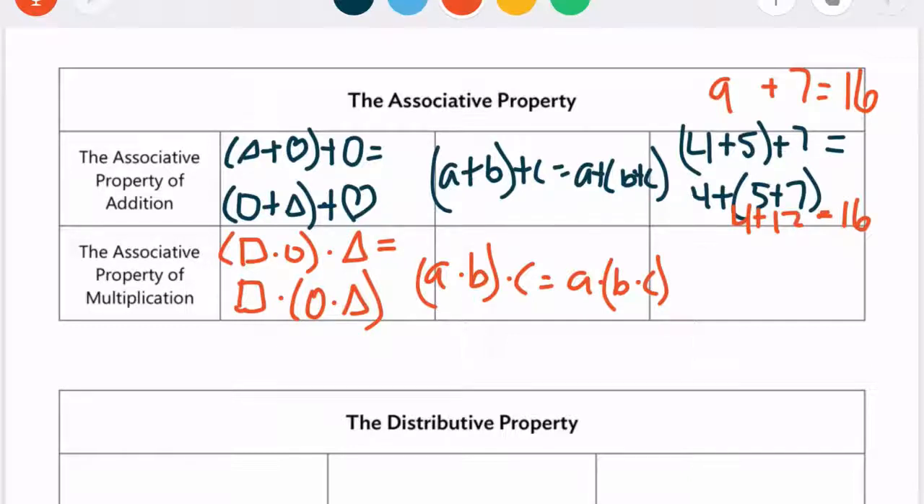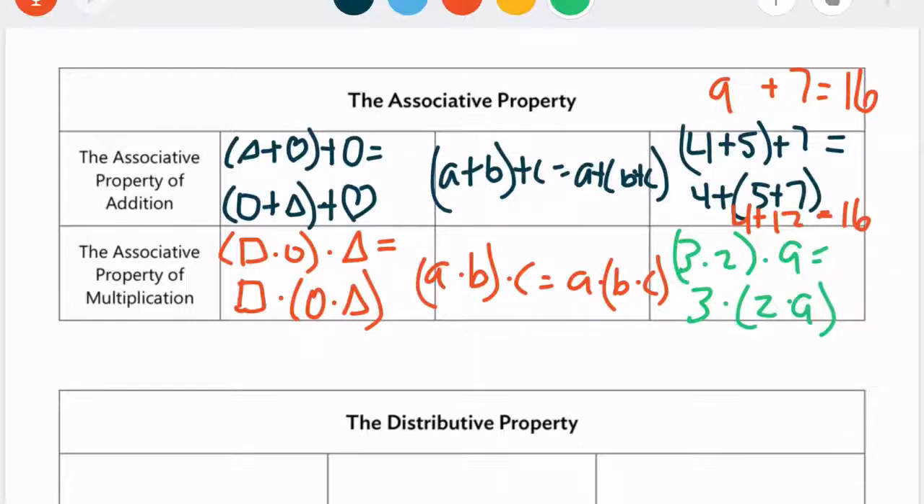So my last example here with numbers, I'm going to do it in green. If we have 3 times 2 in parentheses times 9 outside, that is the same as doing 3 times and then in parentheses 2 times 9. So at the top we would have 3 times 2, which is 6, and then 6 times 9 is 54. On the bottom here, 2 times 9 is 18, and 18 times 3 is also 54.